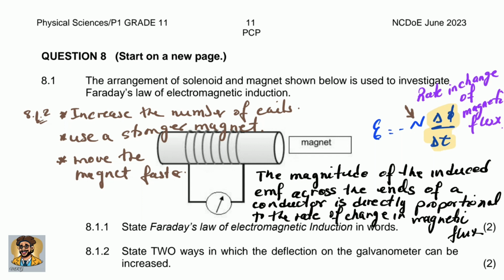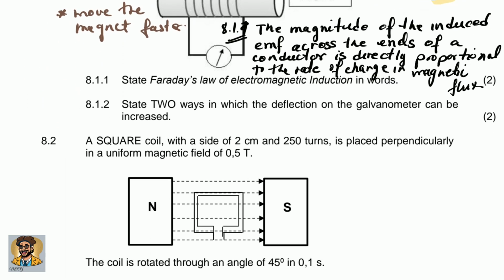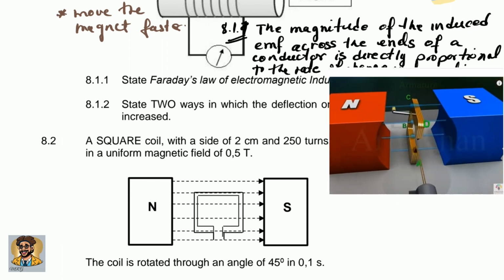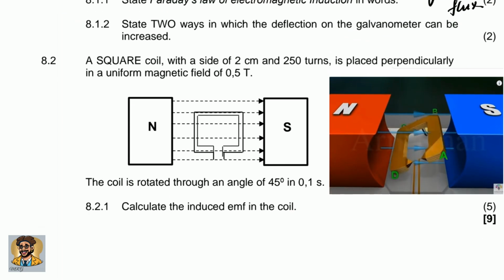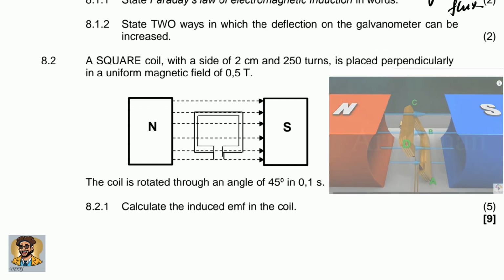So guys, this was question 8.1.1 and 8.1.2. Now we're going to question 8.2. A square coil with a side of 2 centimeters and 250 turns is placed perpendicularly in a uniform magnetic field of 0.5 Tesla. The coil is rotating through an angle of 45 degrees in 0.5 seconds. Calculate the induced EMF of the coil.